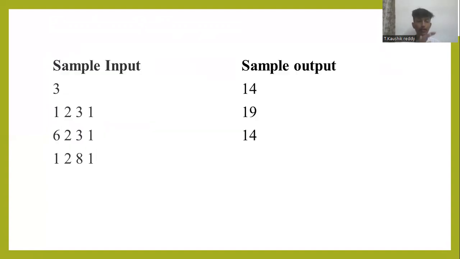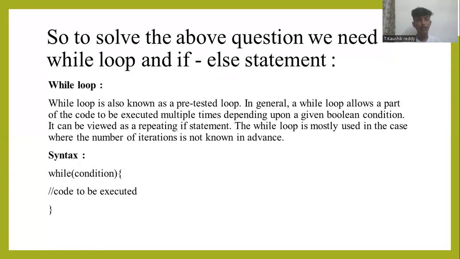If we type the input and the program gets executed, I will take it as a sample input: 3, 1, 2, 3, 1, 6, 2, 3, 1, 1, 2, 8, 1. We'll get the output as 14, 19, and 14 again. To solve the above question, we need to use a while loop and if-else statement. So let's get to know what a while loop is.